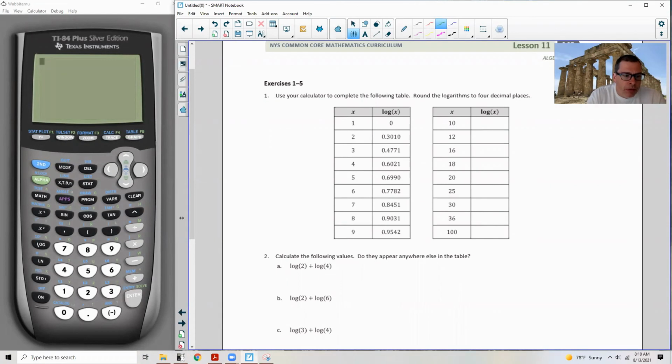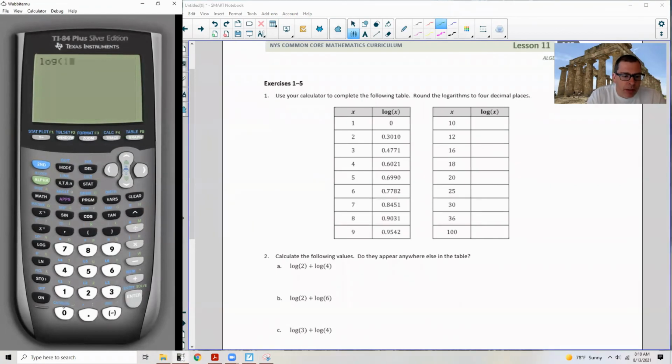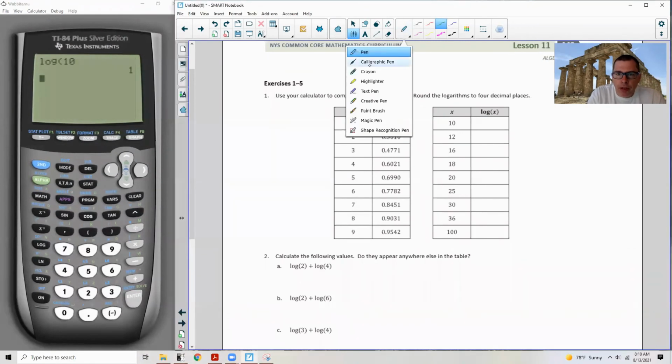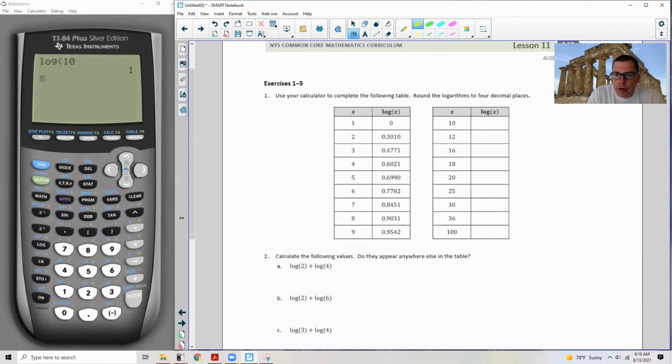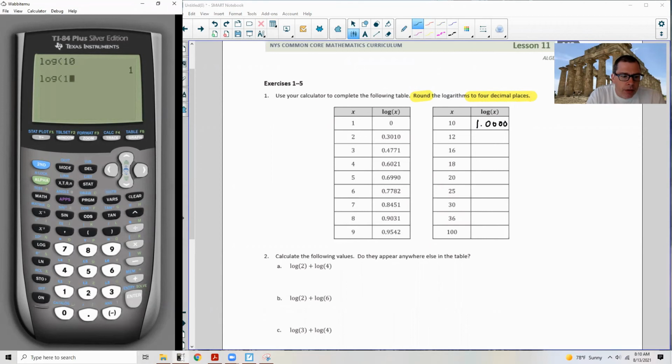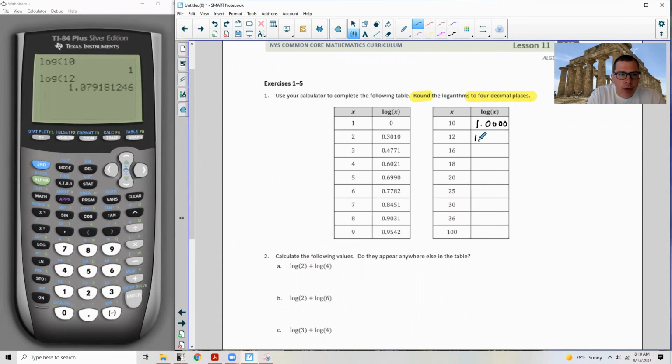So the log button is right there, and I want the log of 10, and it's 1. Round to 4 decimal places. Let me highlight that. So I got 1.1234. Log 12. Enter. 1.0792. Don't forget to round to 4. So you have to look at the 5th position. If it's 5 or greater, this gets 1 more.